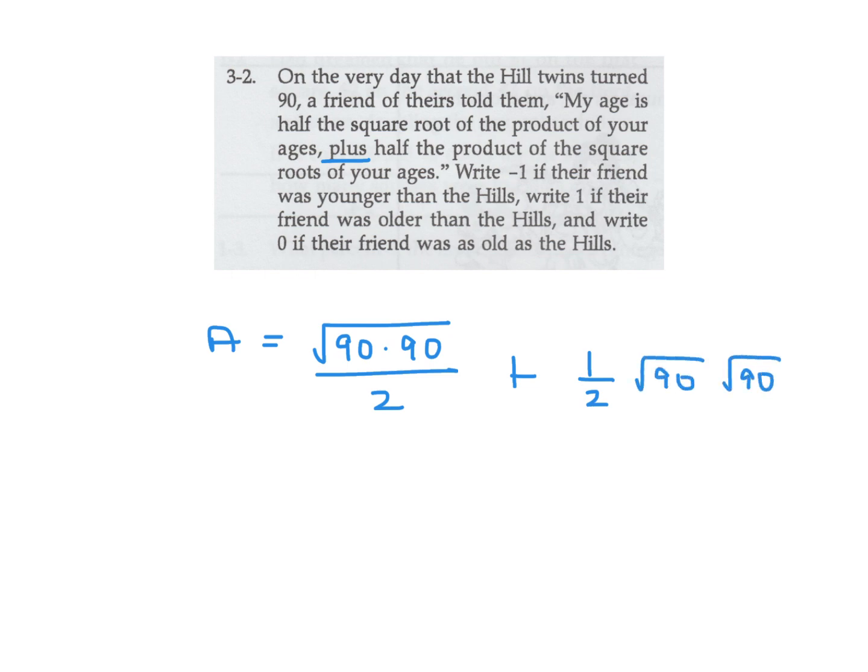So I believe that is the math. You just have to interpret the sentence into mathematics. So let's see what this does. This would be 90 over 2, which is 45. And root 90 times root 90 is 90, so 90 over 2, which is 45, and therefore the age is 90. So this person's age is also 90. So, -1 if they were younger, 1 if they were older, and 0 if they were as old. So I guess the 0 is what we have to put as the answer to this question.